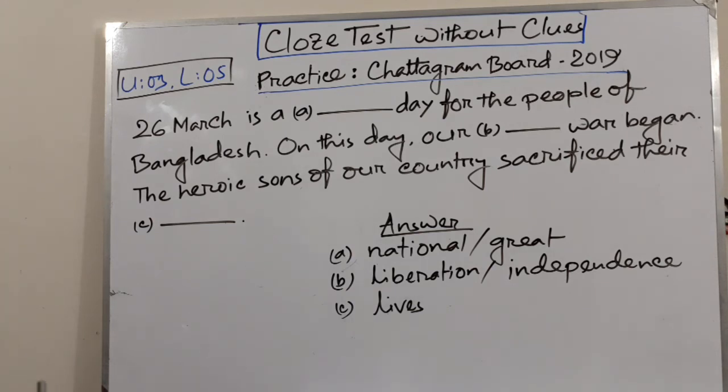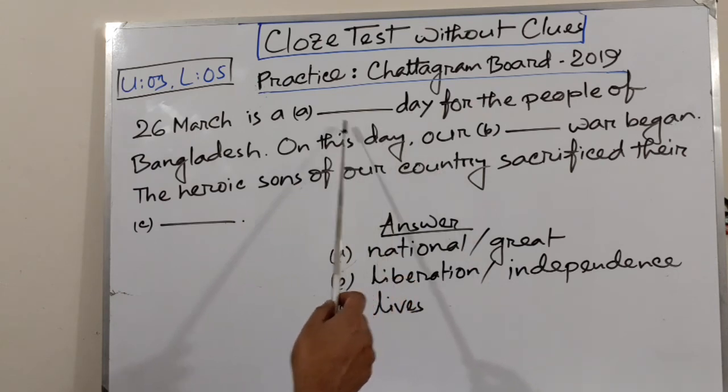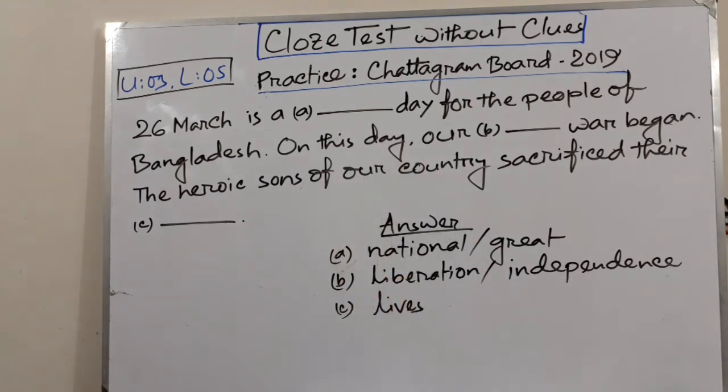After going through the passage, we can understand that in the first gap, we should use the word national or great, because according to the rule, if the gap is before a noun, then an adjective word normally should be applicable. Here, national and great both are adjectives, so either of them should be used in the gap. And if we use national or great, it will match with the noun and the structure.